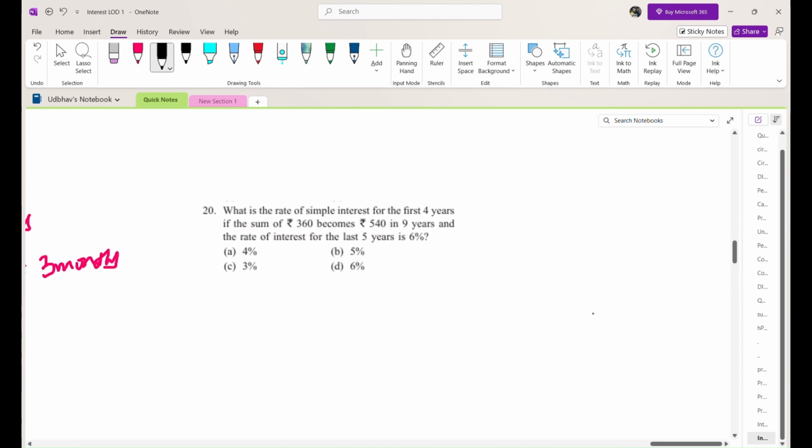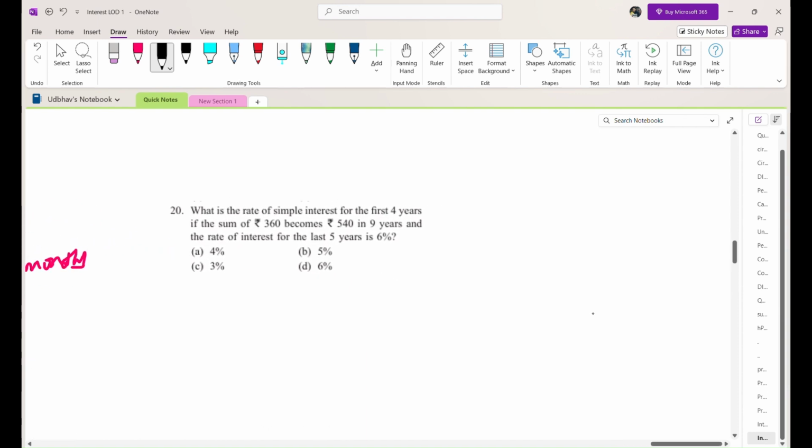What is the rate of simple interest for the first 4 years if the sum of 360 becomes 549 in 9 years and the rate of interest for the last 5 is okay?